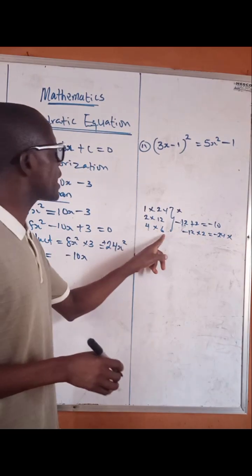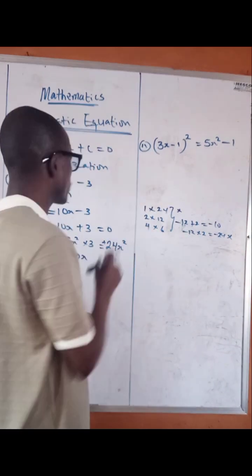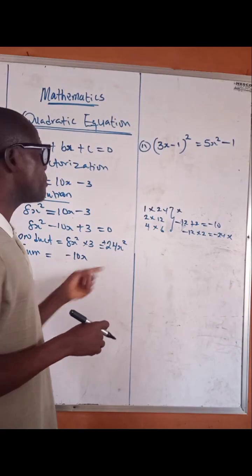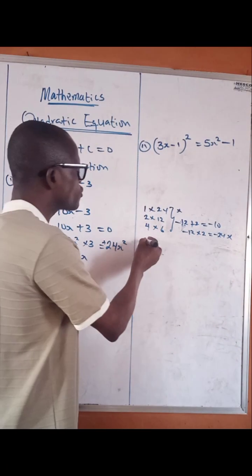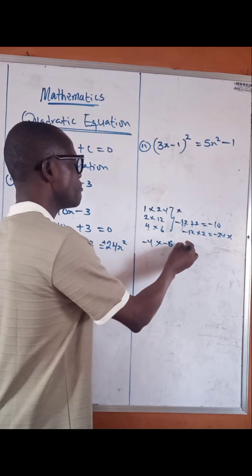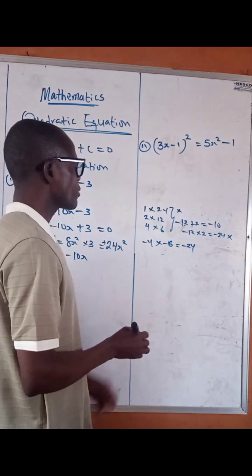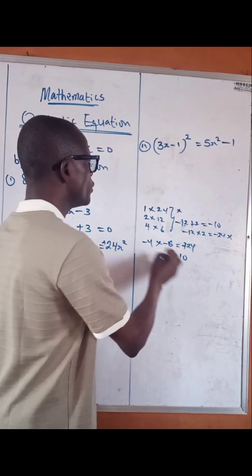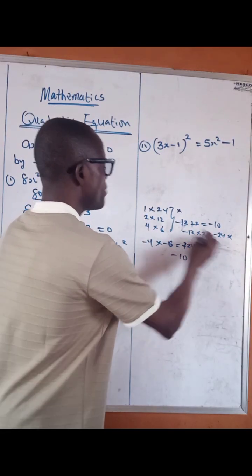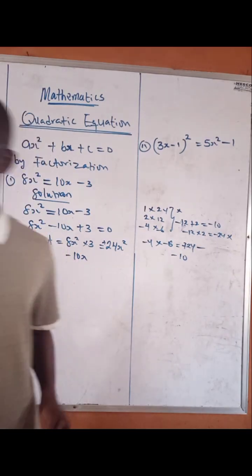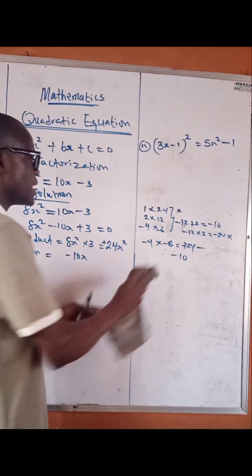So the next thing, you look at this. If I multiply these two together, it will give me plus 24. If I add them as well, it will give me plus 10. So what can I do? If I use minus 4 times minus 6, that will give me plus 24. And if you add it, it will give you minus 10. You will discover that this is the best, so you will use minus. I hope you understand.